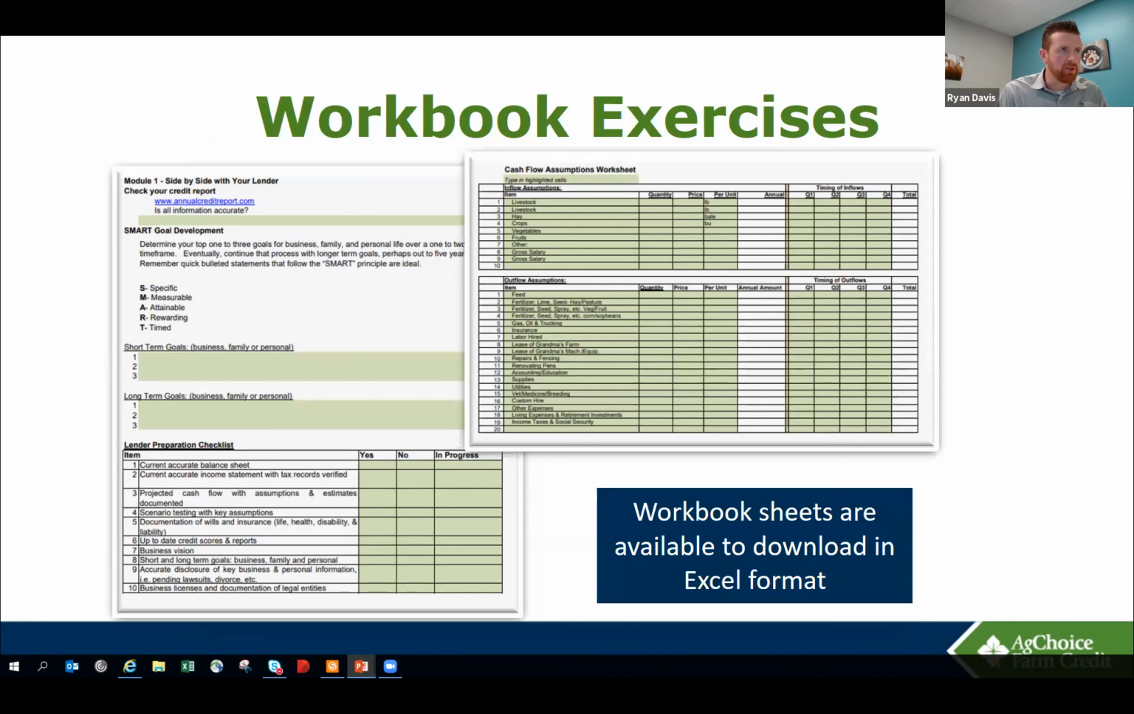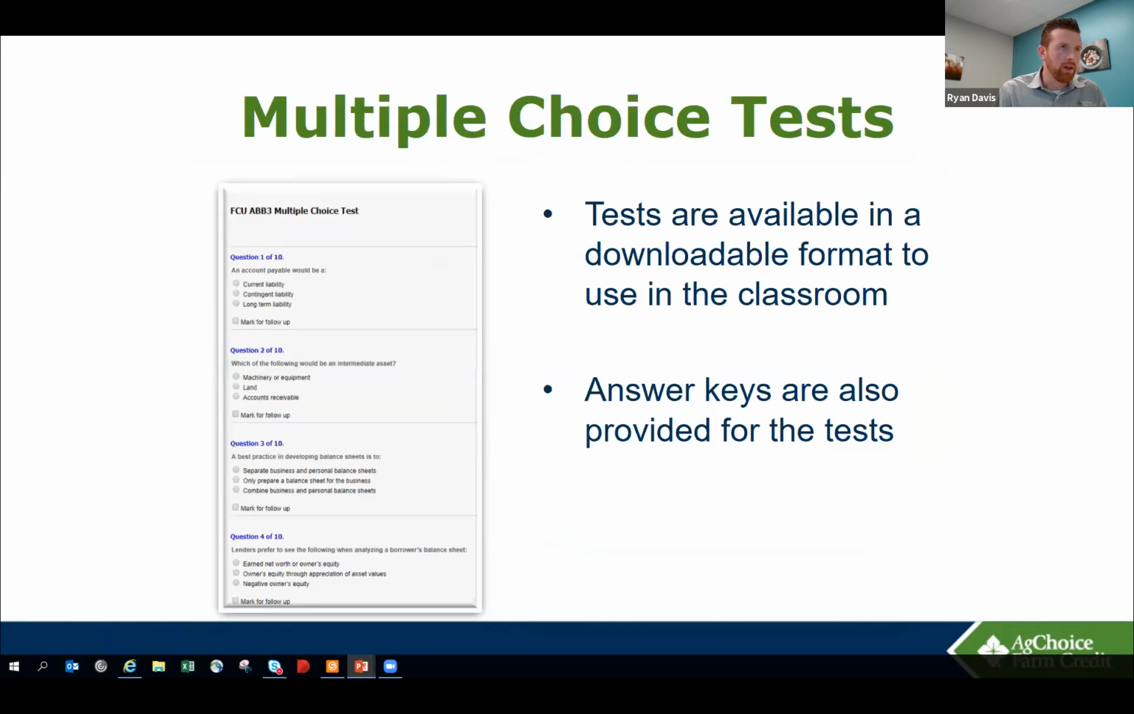Here's some images of some of the workbook exercises that we have. So there's a lender preparation checklist, some of the cash flow sheets that some of the students could put together, but those are available to download in Excel format, so you can work through those and edit those. And then we do also have multiple choice tests which would be downloadable to use in the classroom. And they do include the answer keys as well for the tests. So who doesn't love a great test, right?